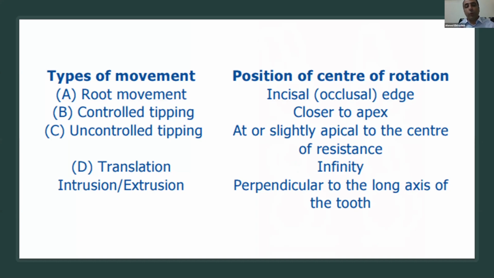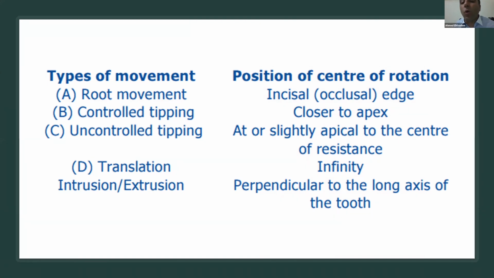I want you to do full concentration here. The type of the tooth movement is dictated by the center of rotation. Yes, as we have shown. So you get root movement, controlled tipping, uncontrolled tipping, and translation. So where is the position of the center of rotation in translation?